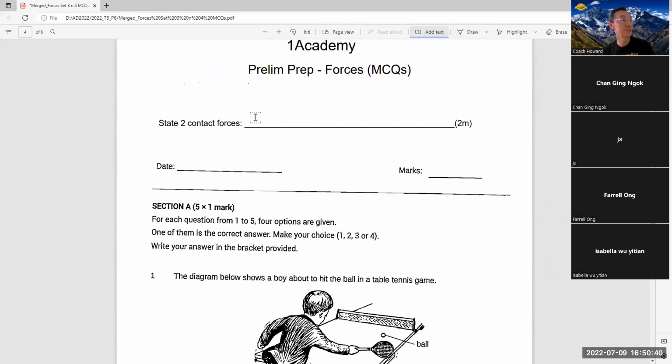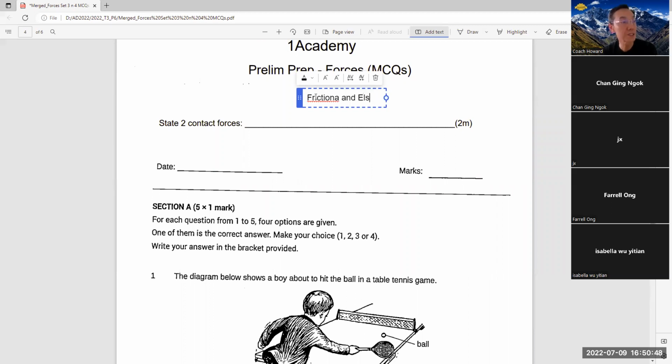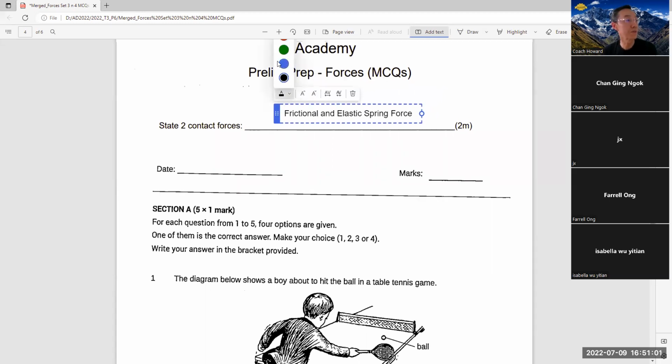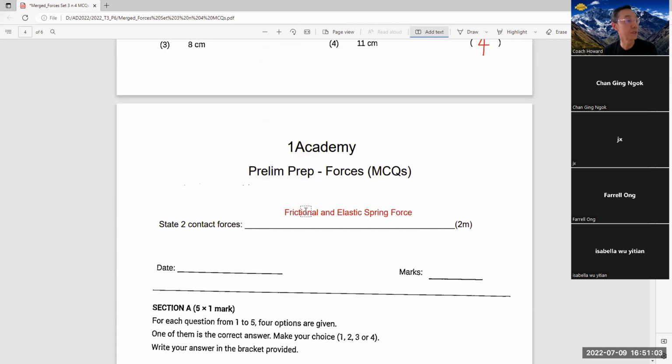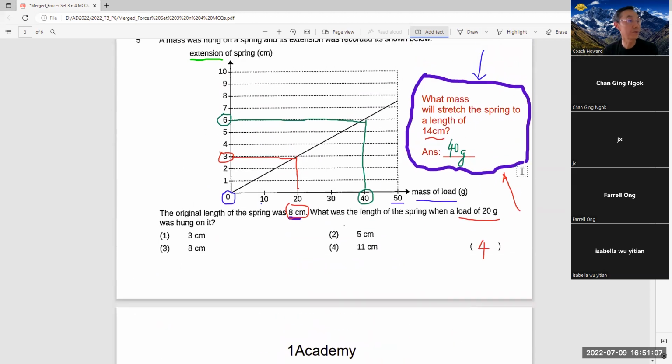Okay, 2 contact forces. There's one question here. 2 contact forces. So we have the frictional and elastic spring force. Elastic spring force. Okay, frictional. 2 contact forces, frictional and elastic spring force. So I've gone through the questions here.